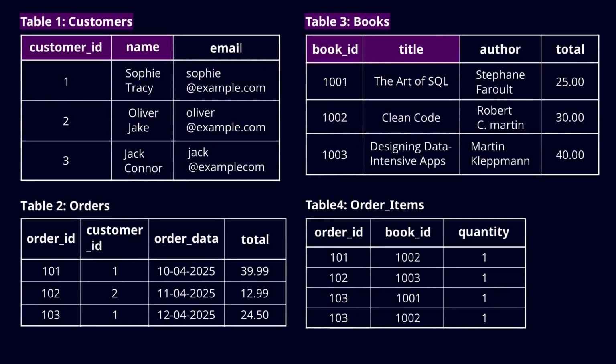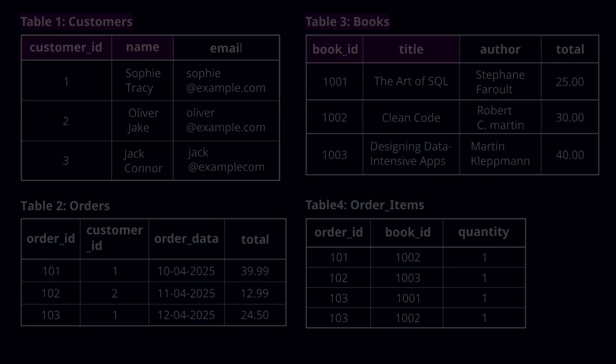Here are the tables from our online bookstore example. In the customers table, we have information about each customer, including their ID and name. In the books table, we store details about the available books, such as their ID and title.